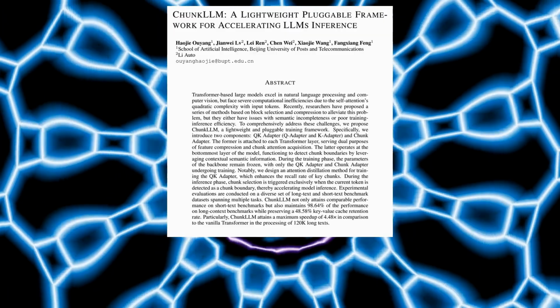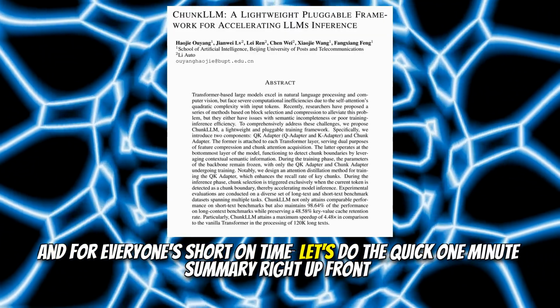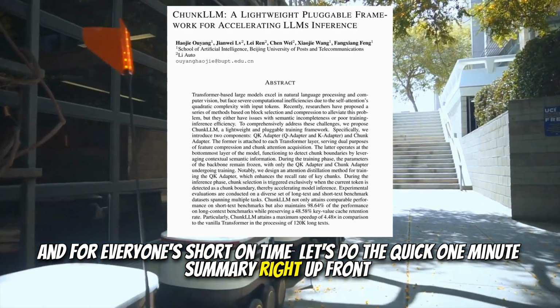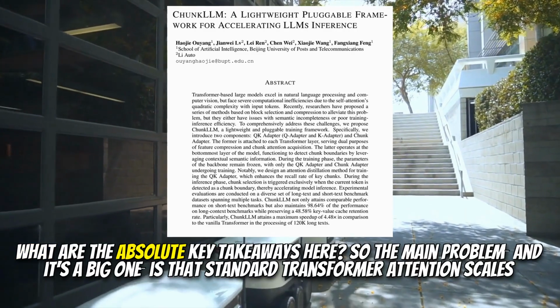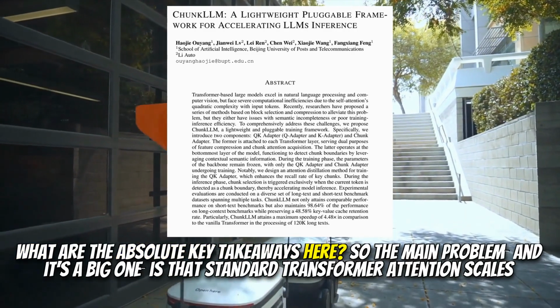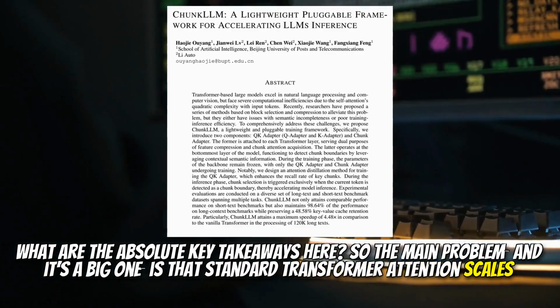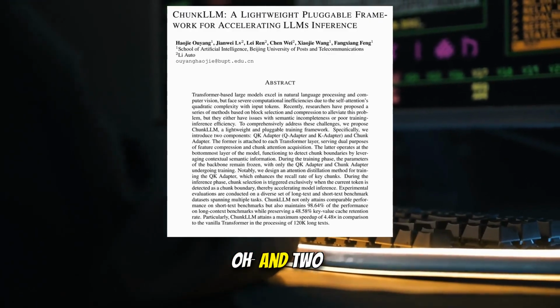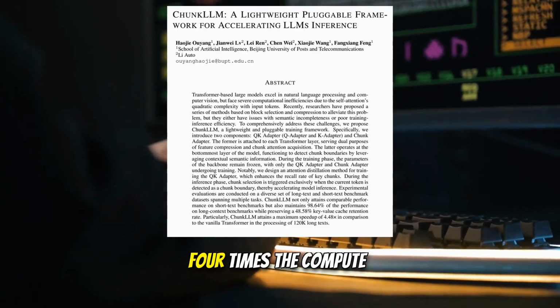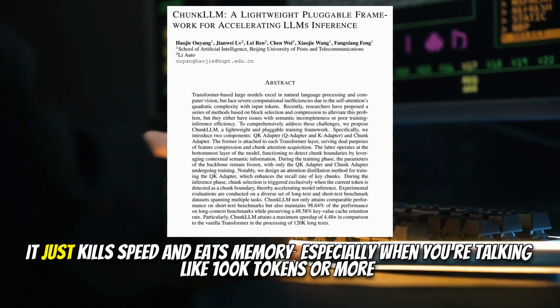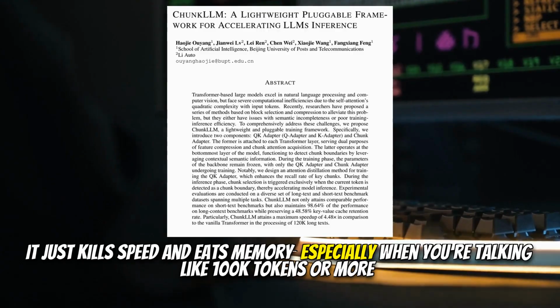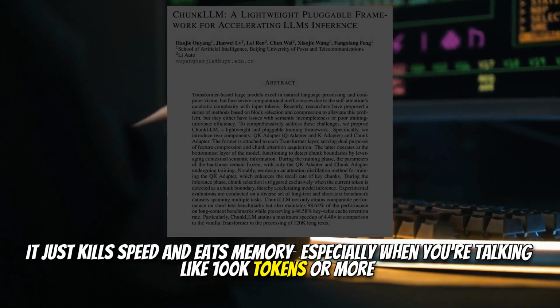Okay, fantastic. And for everyone short on time, let's do the quick 1-minute summary right up front. What are the absolute key takeaways here? So the main problem, and it's a big one, is that standard transformer attention scales quadratically. O(N^2). Yeah. Double the context, 4 times the compute. It just kills speed and eats memory, especially when you're talking like 100K tokens or more.